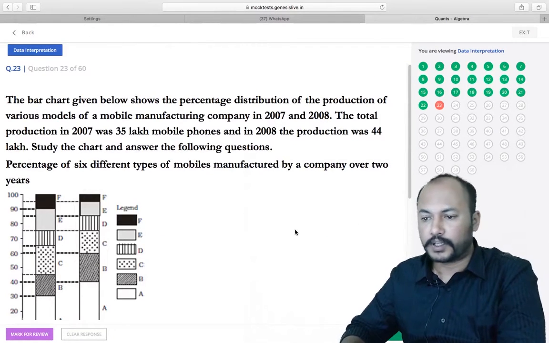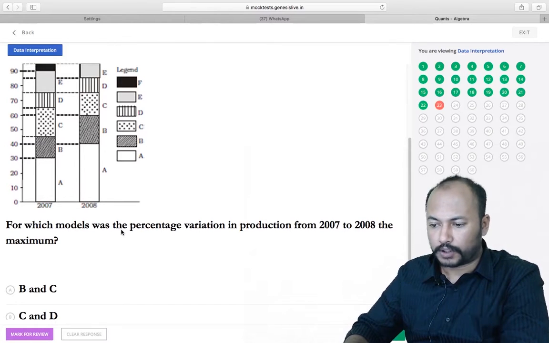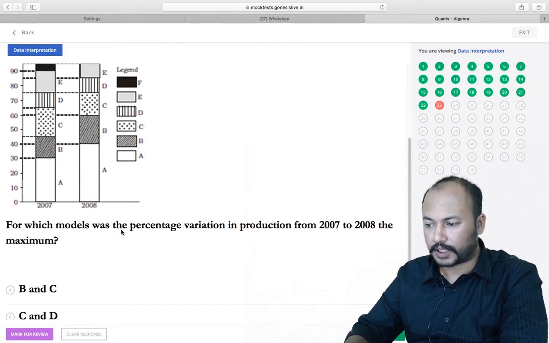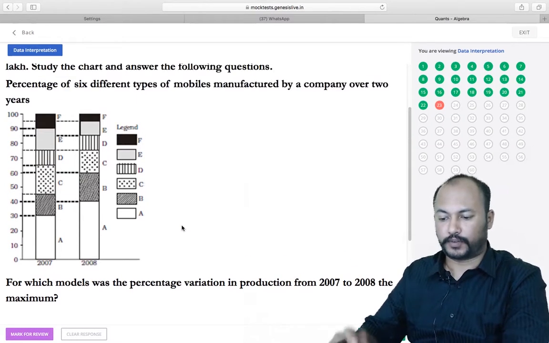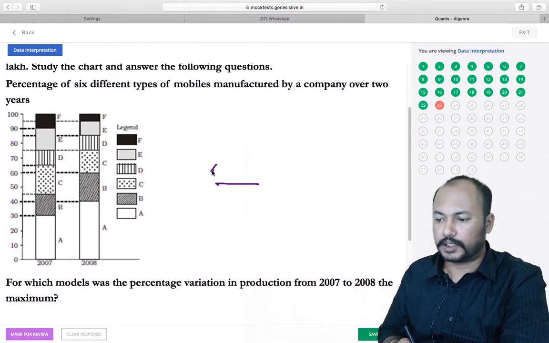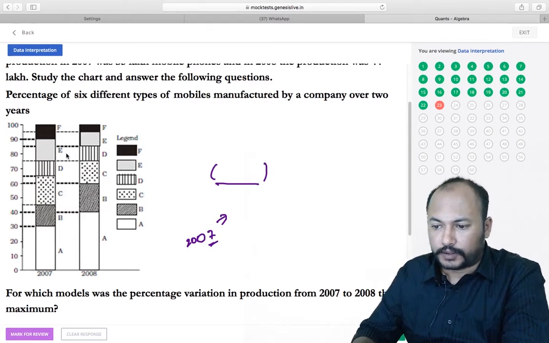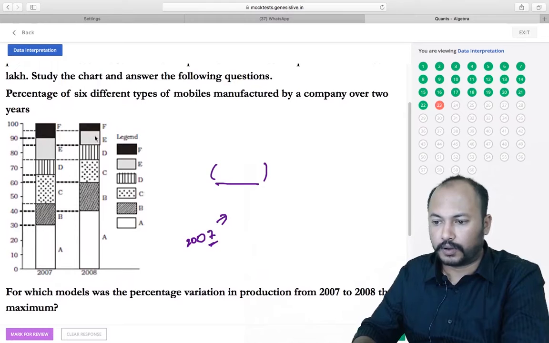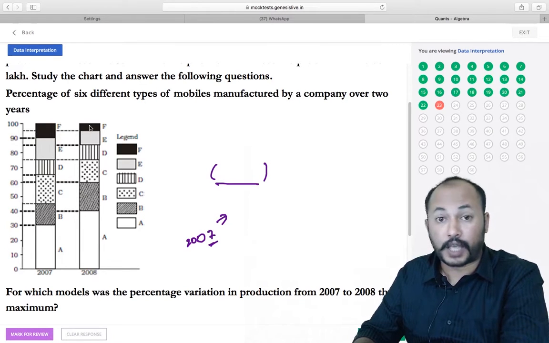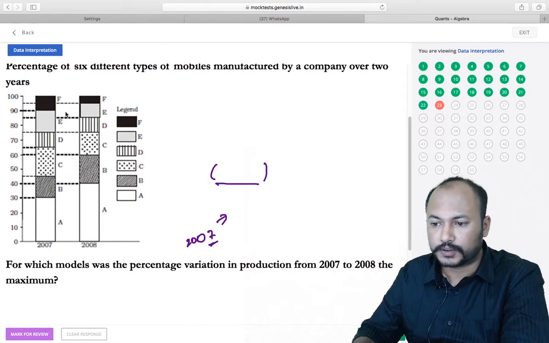Okay. Next one, 23rd. For which models was the percentage variation in production from 7 to 8 the maximum? Percentage variation from 7 to 8 means difference divided by whatever the production was in 2007. Look at the options. There are 2 models they've given. There is no F at all. But actually, if you see, the percentage variation of F is 10 and then 5, which is actually the highest. So let's skip that since it's not in the options.